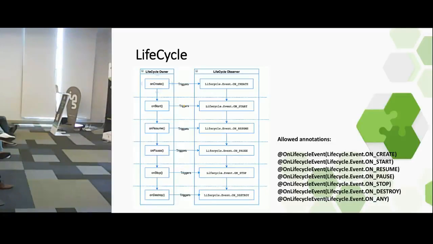On the right side, we see another object, which is a lifecycle observer. It's a lifecycle observer because it implements the LifecycleObserver interface. It's just a marker interface. It doesn't have any methods in it, but still you have to implement it. And we see some methods in it.